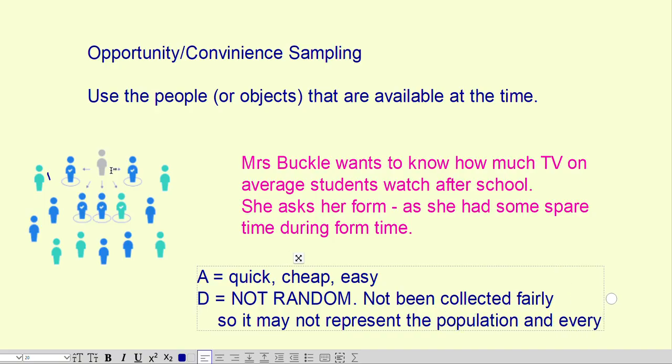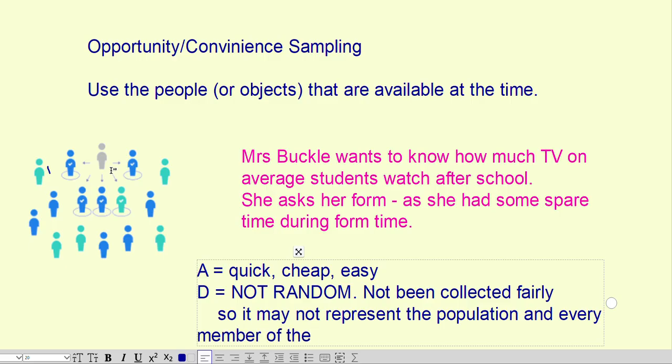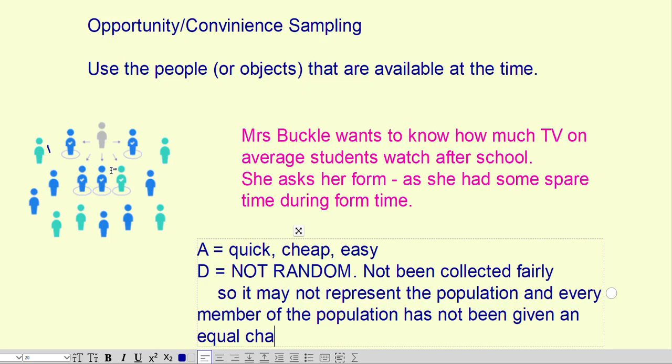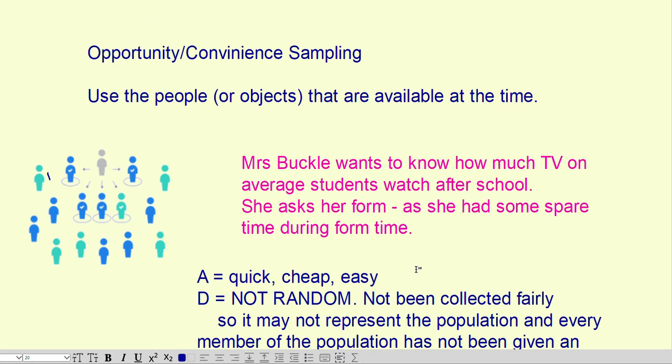And every member of the population has not been given an equal chance to be selected. So quick, cheap, easy, and not random.